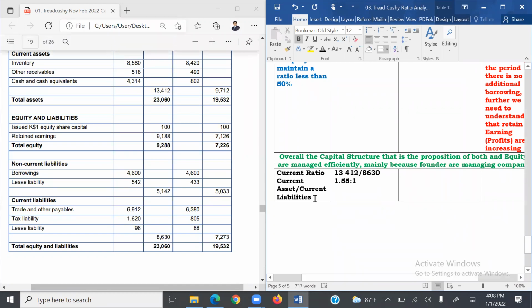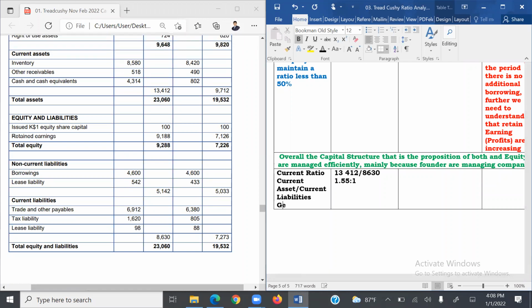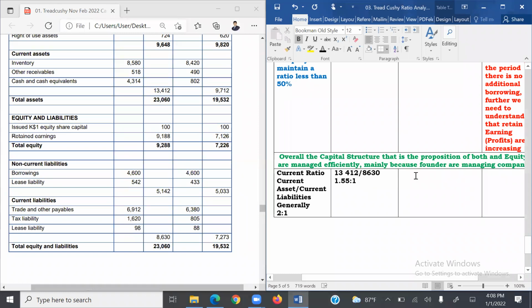So I'll just write down a small note. Generally the maintenance should be 2:1. That means your current asset should always be double your current liability. That is the good thing, but here it's 1.55. But still, I will come to that conclusion in detail.